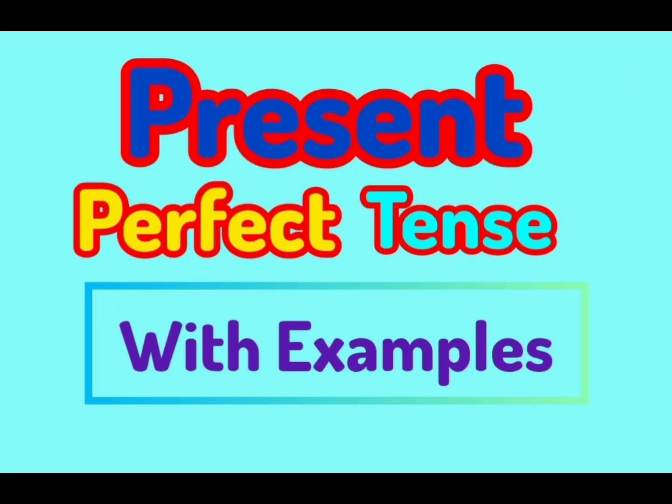Hi learners, let's learn present perfect tense. This tense indicates the completion of an action in the present time. The emphasis is on the result or effect of the action on the present.